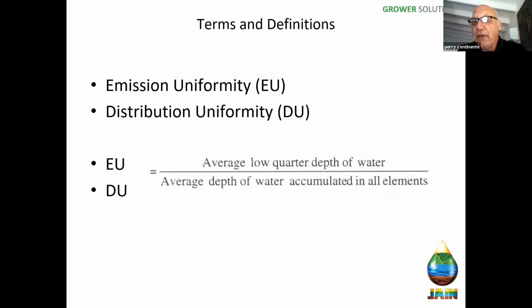And I'll say one thing, you can go right now onto the Jane website, and you can use their length of run calculator, and it'll tell you what a single lateral emission uniformity will be, and so you can arrive at the distribution uniformity of your system if you take that into account. So you can use it as a design tool, actually. Okay.